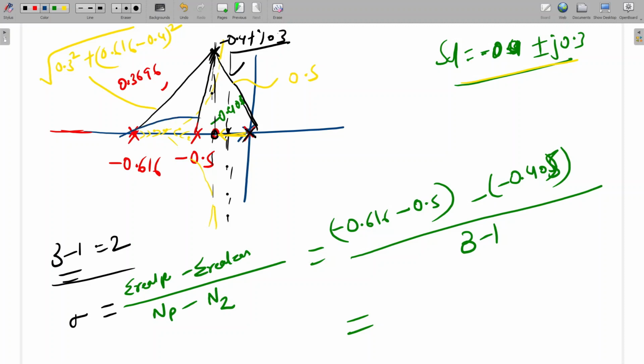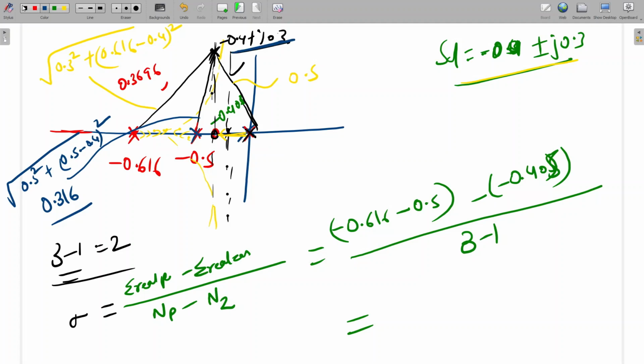Again, the third distance we can calculate. The y-axis will be the same, 0.3 only, and we only have to find the x-axis. So that is the square root of 0.3 squared plus (0.5 minus 0.4) squared. So I get 0.316. So all the distances from the poles up to the desired point we have calculated.